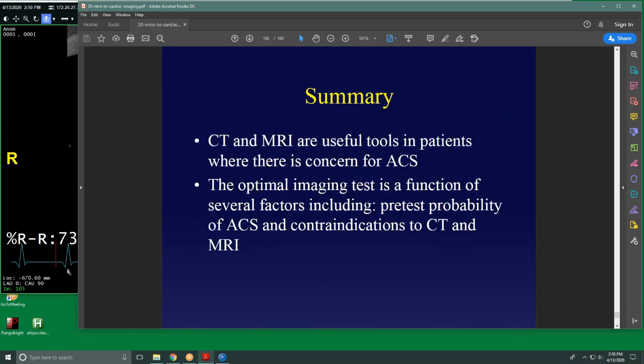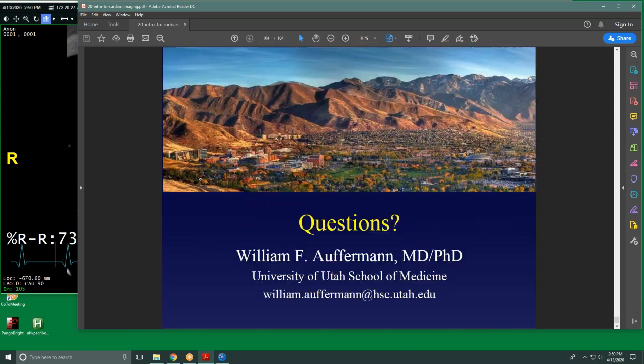Okay, and so CT is very useful in cases where you're worried about acute coronary syndrome. MR can also be used for cardiac ischemia, although from my observation it tends to be used more in cases where you're worried about more diffuse heart disease. I'm happy to answer any questions before we go on to our quiz questions.